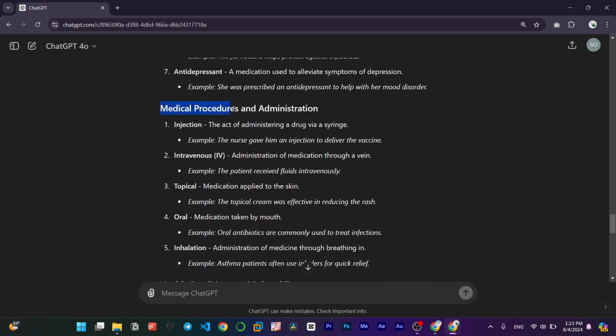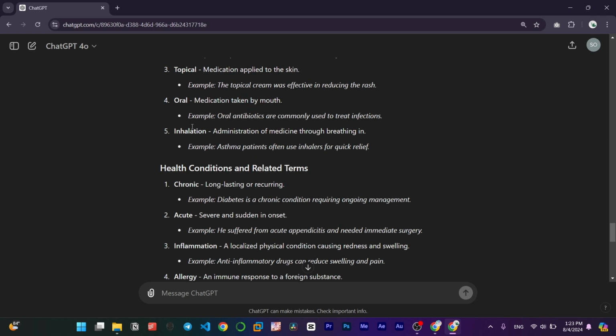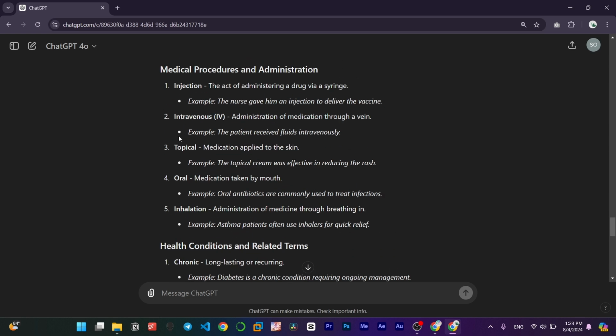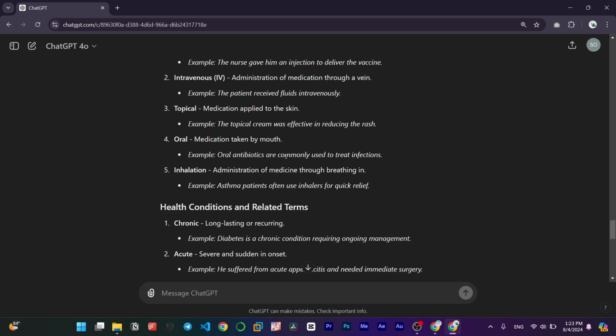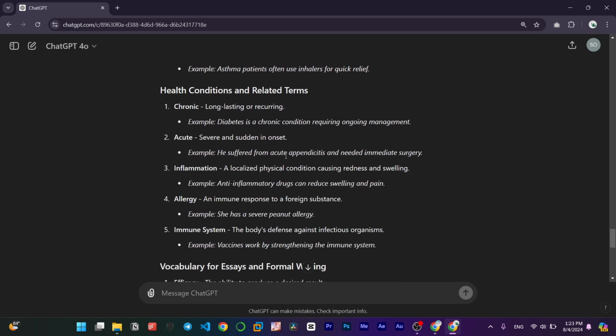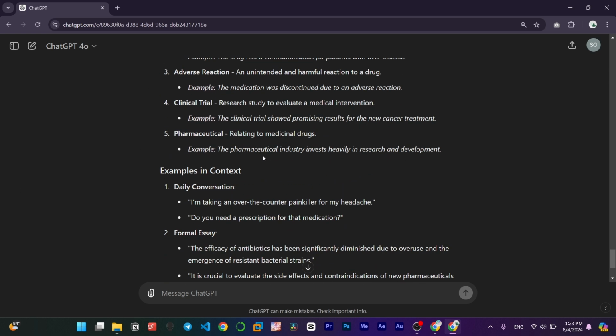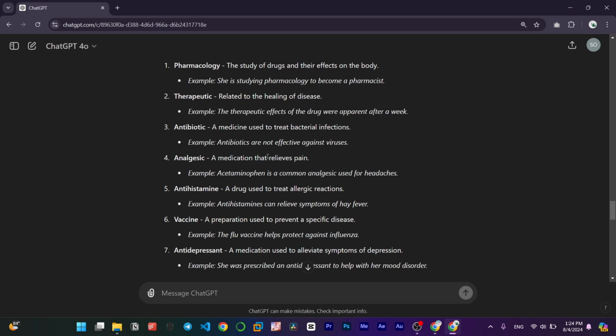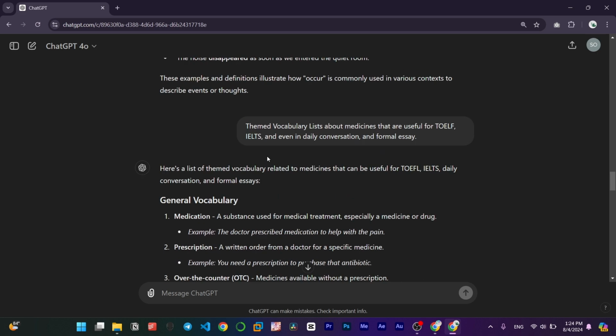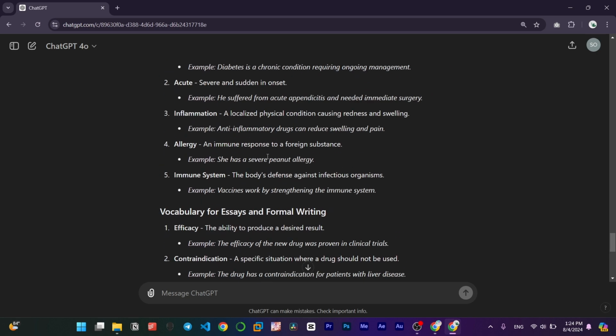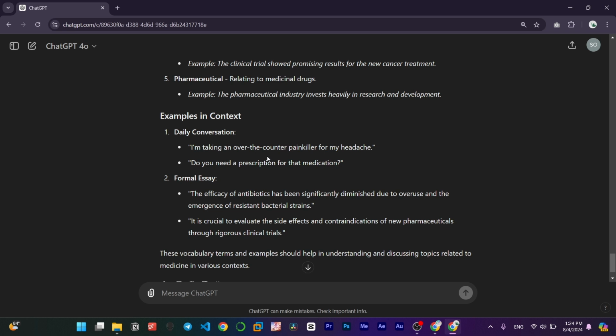And others, as you see: medical procedures and administrations, and medication taken by mouth. As you see, these are some words that maybe some of us don't know, and by using this, we can learn all of them. And this is really great, really, really great. I can tell you it's absolutely great that we can use all of this. And for anything that you have doubt about or cannot understand, you can ask it for more explanation.